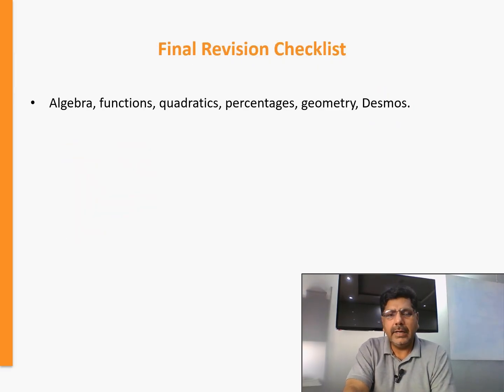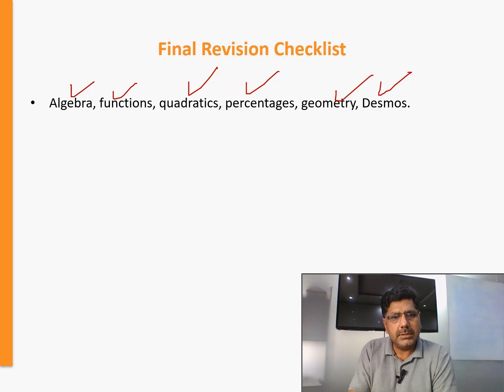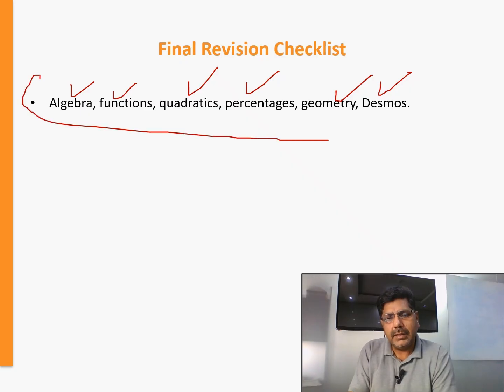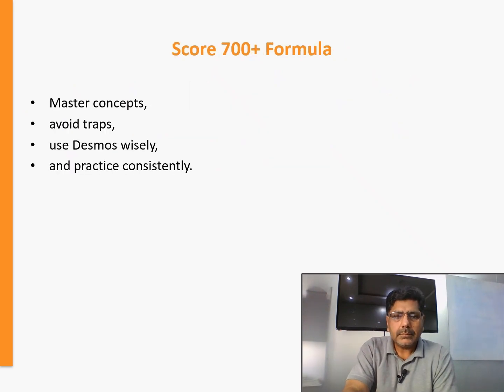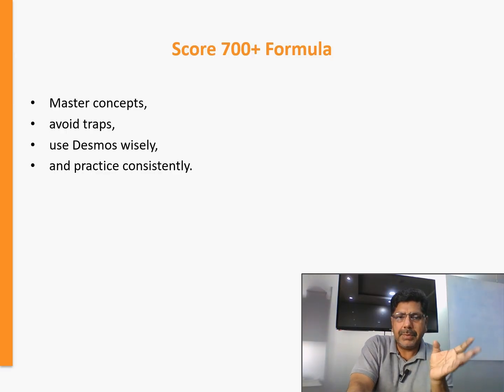And for the final revision: algebra, mostly functions, quadratics, percentage, geometry, and Desmos. So once you are revising on the exam day, carefully revise them. When you revise them carefully, you will get a better score in your exam. So the formula is score 700 plus: master concepts, formulas, avoid traps, use Desmos wisely, and practice consistently. If you are doing consistent practice, you will be able to answer it.